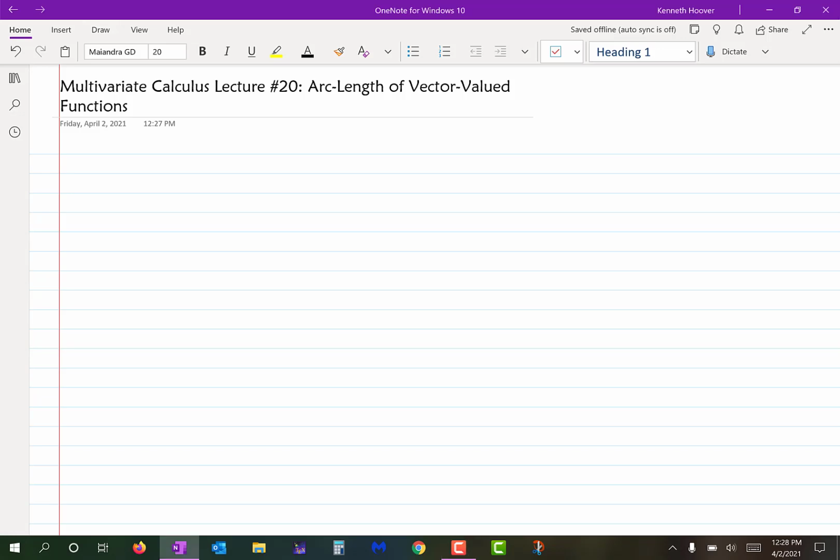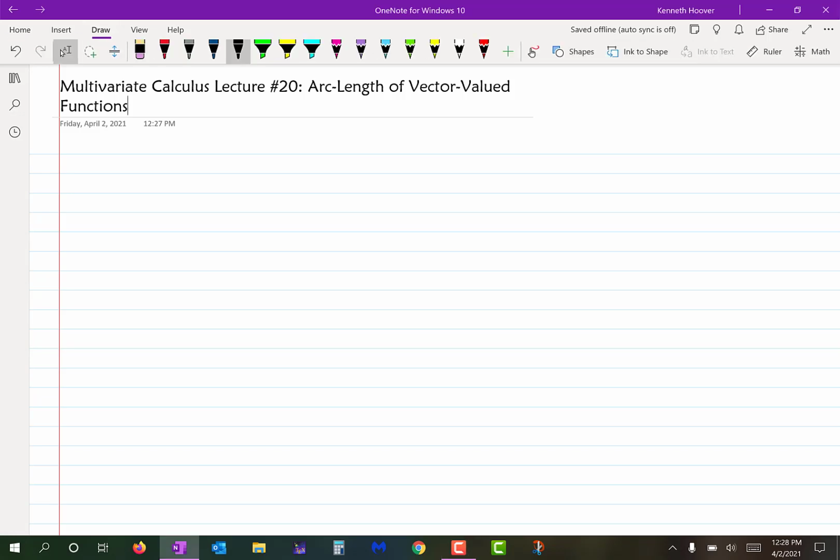Okay, today we're going to do arc length of vector valued functions, and it's pretty straightforward. It's just a simple integral. Depending upon the function, the integral might be easier or harder, but the idea of arc length for a vector valued function is simply calculating an integral. Okay, so let me write this down.